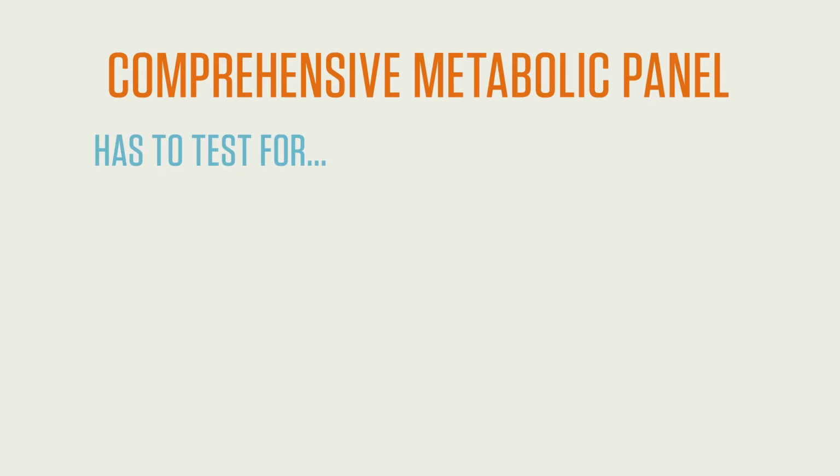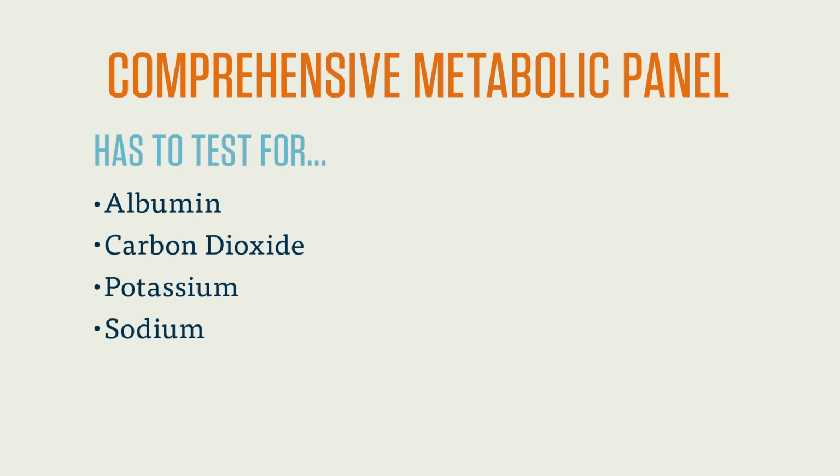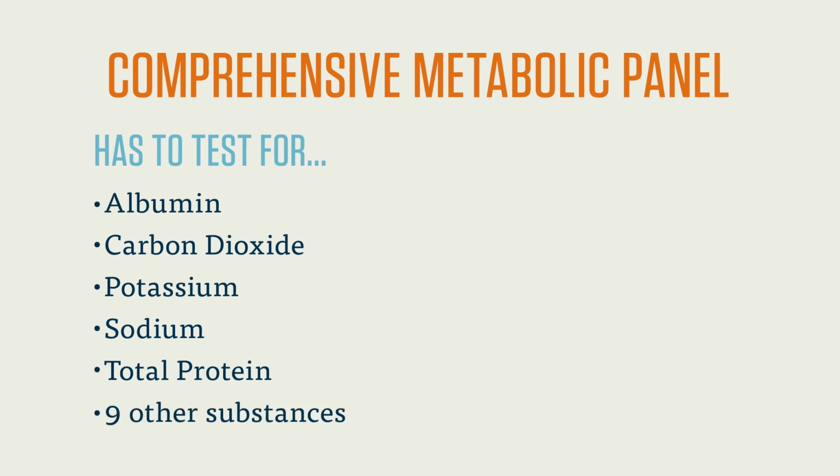Let's look at the first section of panels. Each panel has a set of requirements. A comprehensive metabolic panel, for instance, has to test for albumin, carbon dioxide, potassium, sodium, total protein, and 9 other substances. What the panel requires depends on the system or pathology the panel is trying to determine.